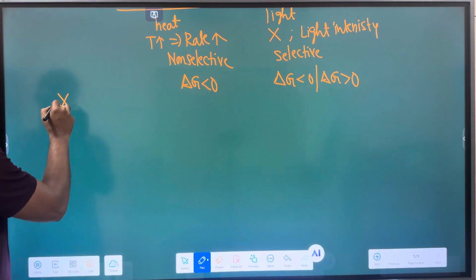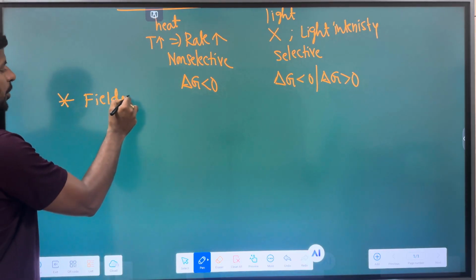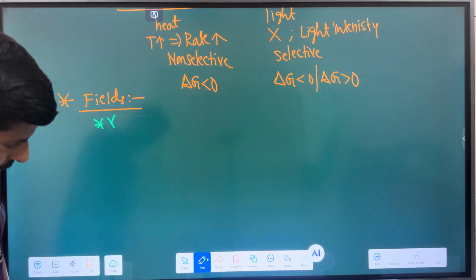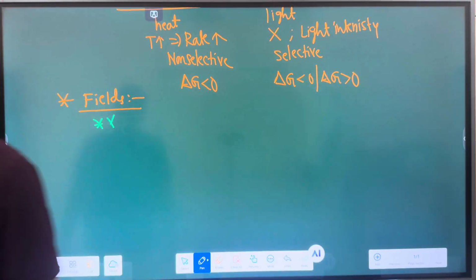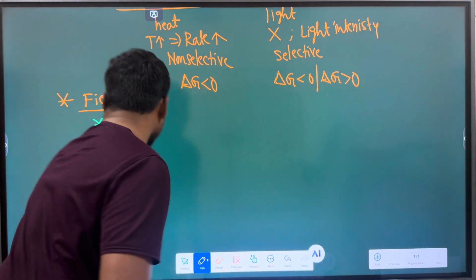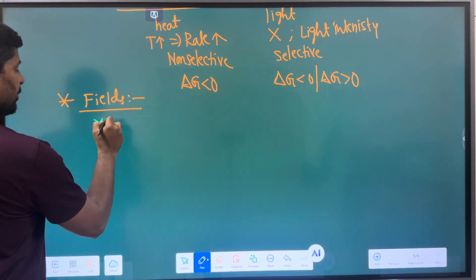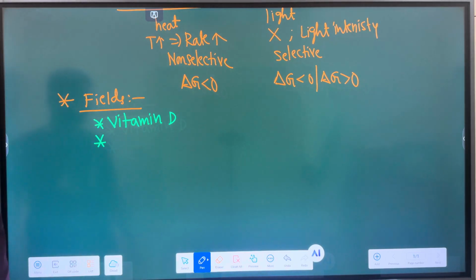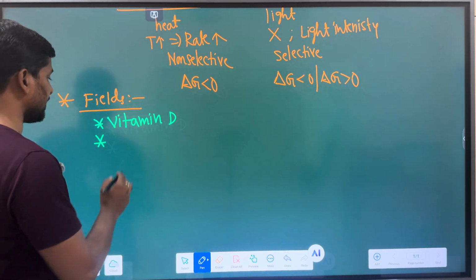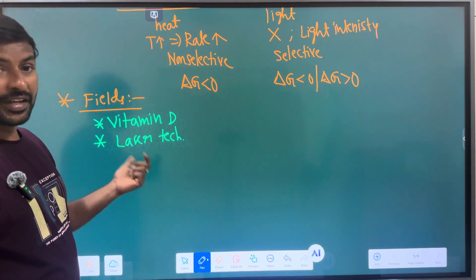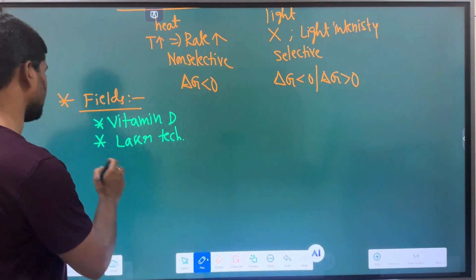Next, what are the various fields where we use photochemistry? Photochemistry is involved in the synthesis of vitamin D. In the synthesis of vitamin D, is photochemistry involved or not? Yes. Next, in various polymer industries, in medicine and laser technology. This laser technology we use for delicate surgeries and in cancer treatment.